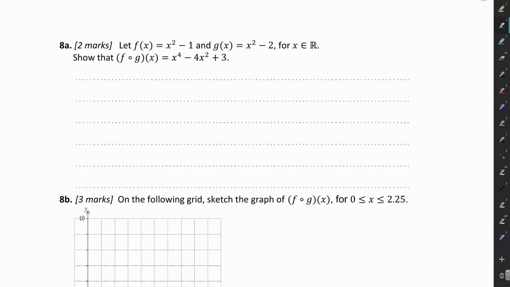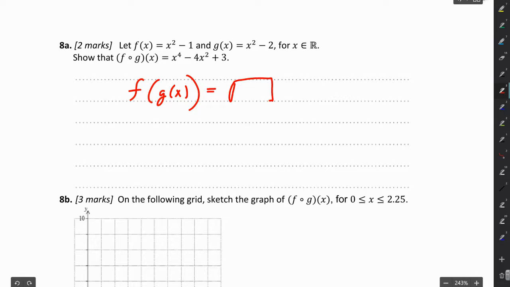We have f of x and g of x, and we want to show that f of g of x is equal to the given function. So this guy should be pretty easy. We're going to input g of x. F is our lead function, so we're going to put a box wherever we have an x in the f function, and we're going to put g inside the box.